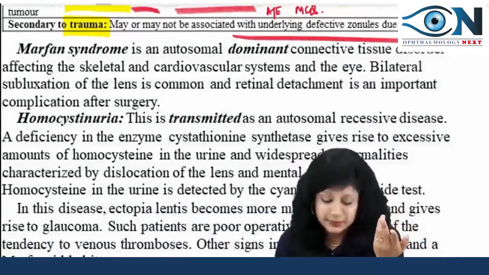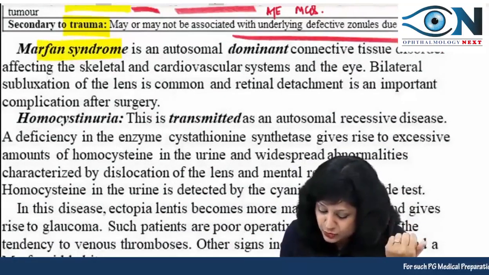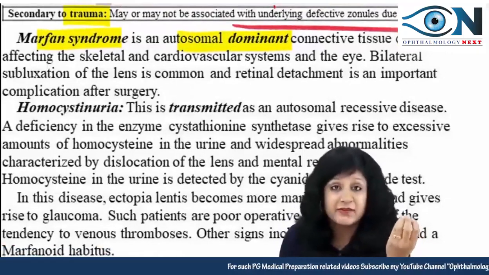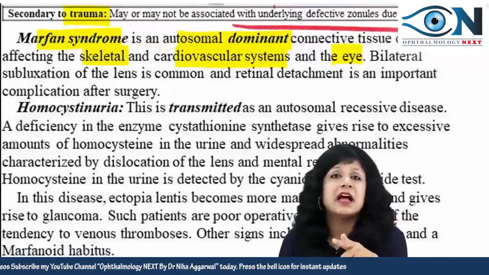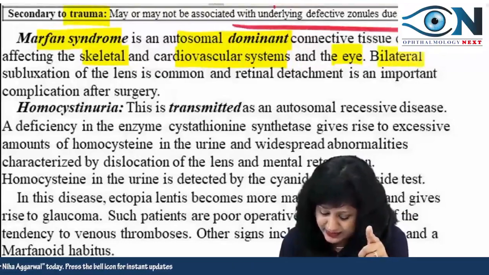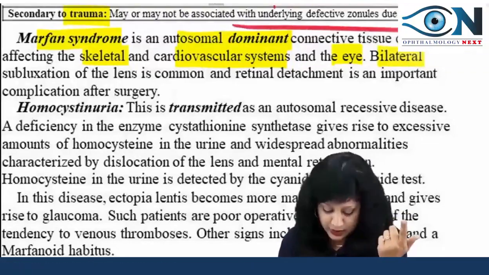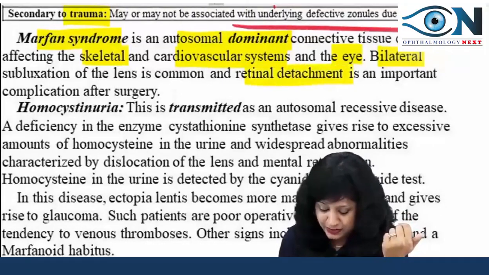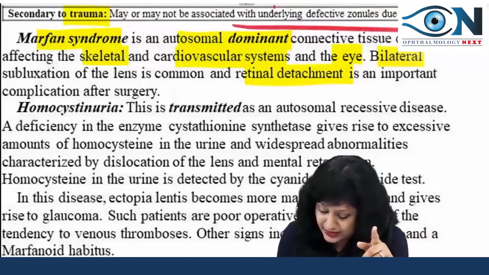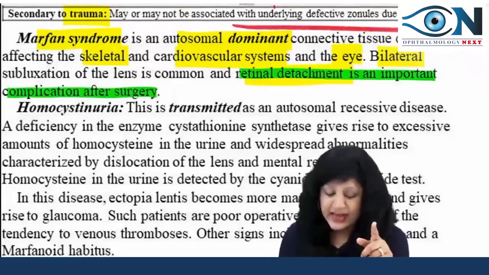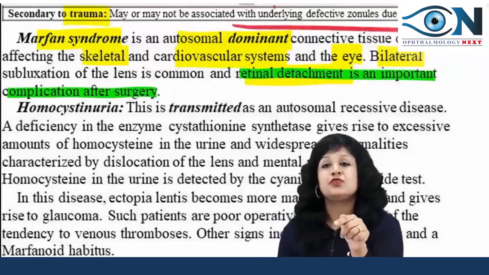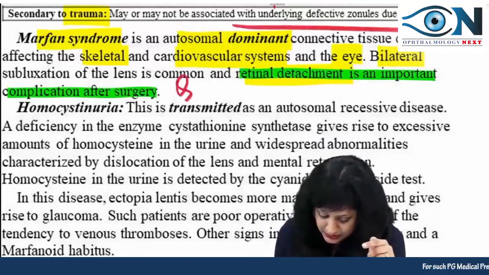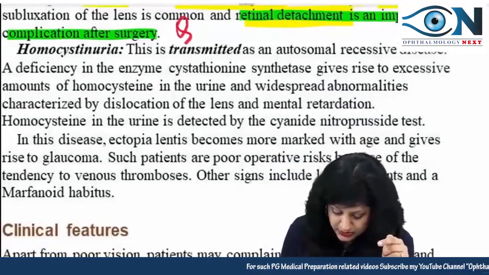If I talk about Marfan syndrome, it is an autosomal dominant connective tissue disorder, having the skeletal system involved, cardiovascular and eye also. So obviously you could be asked an integrated question on this. Bilateral subluxation, and which type? Superotemporal subluxation is there. Bilateral subluxation of the lens is common and retinal detachment is an important complication after surgery. So they can ask you which complication is expected after the surgery in these cases. You have to first make the diagnosis of Marfan syndrome and then answer retinal detachment. Then the second is your homocystinuria.